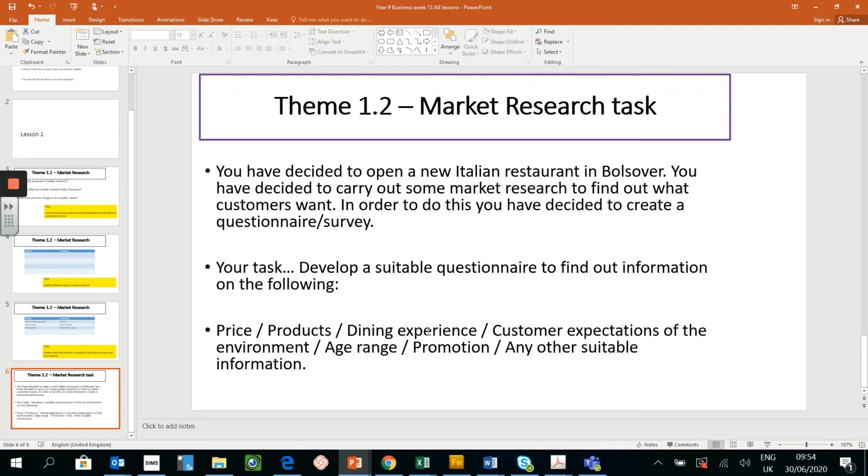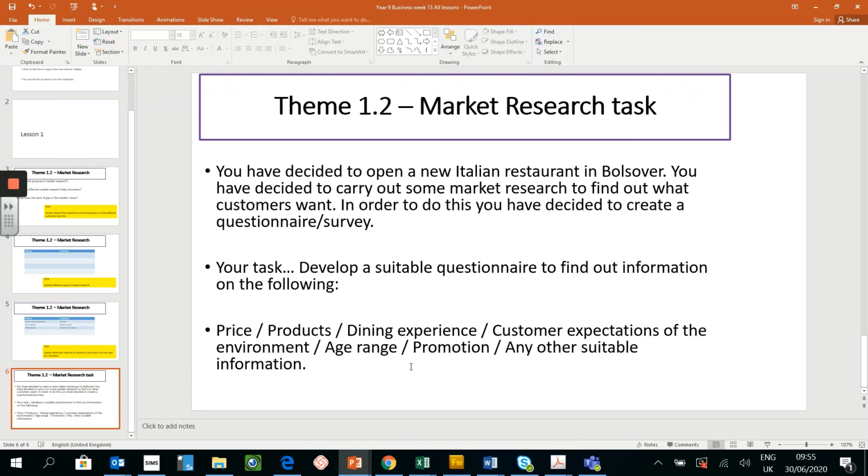So again, the dining experience, how would they expect the actual restaurant to look? Would they expect expensive furnitures and fixtures and fittings and all those types of things? What are the customer expectations of the environment? You know, what would they expect waiters, waitresses to look like? How would they expect them to dress? All that type of information. Age range of people that I want you to get. So I'd ask a good range of people.